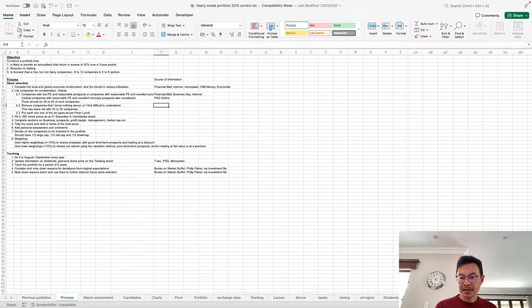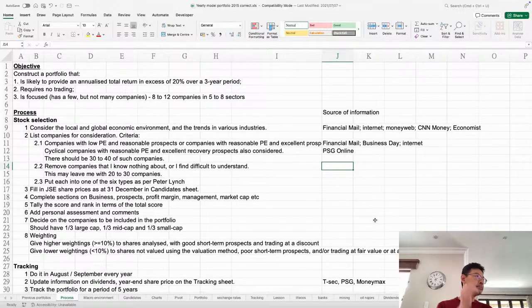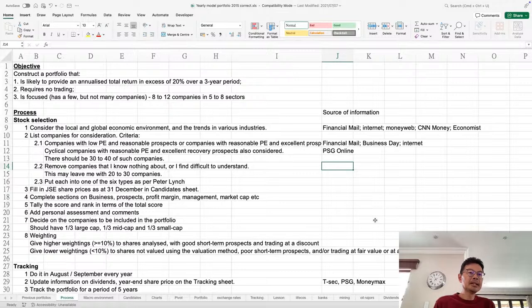Okay, let me just change it. So the process is to construct a portfolio that is, number one, likely to provide an annualized total return in excess of 20% over a 3-year period. So every year the return will generate more than 20%, but it's over a 3-year period view. Second one requires no trading. Third is focused, with a few but not many companies, between 8 to 12 companies in 5 to 8 sectors.